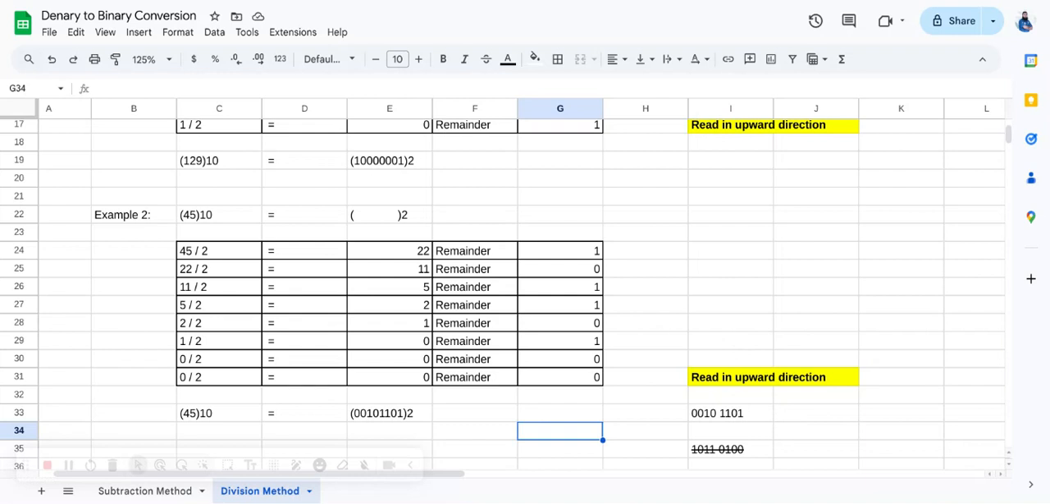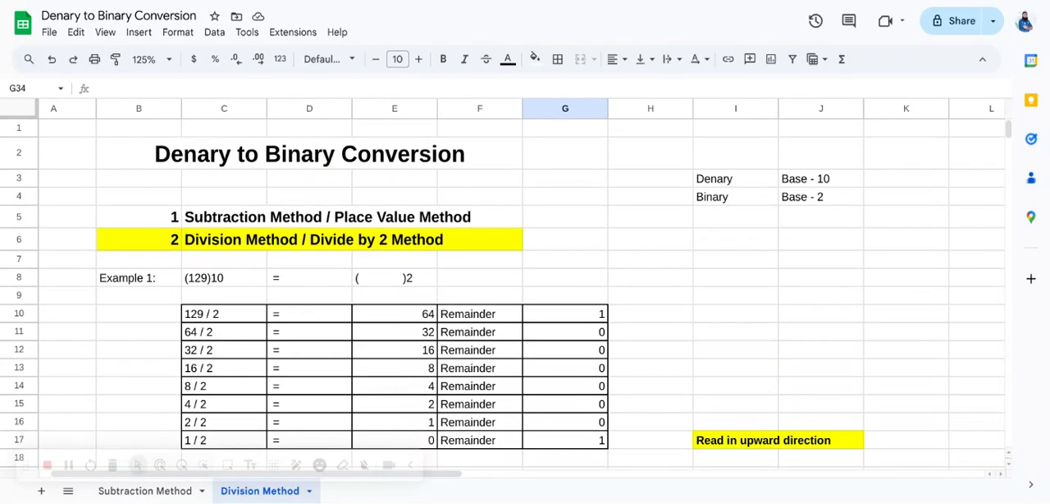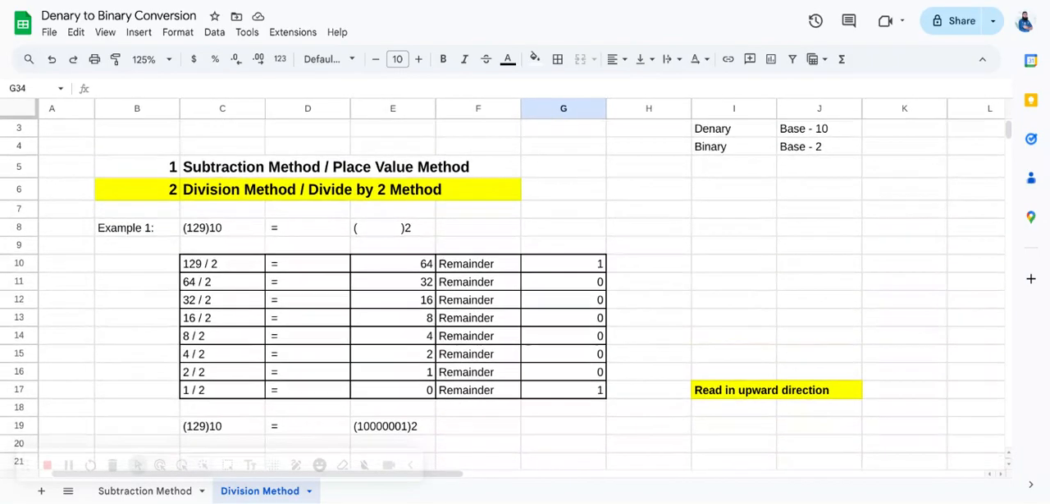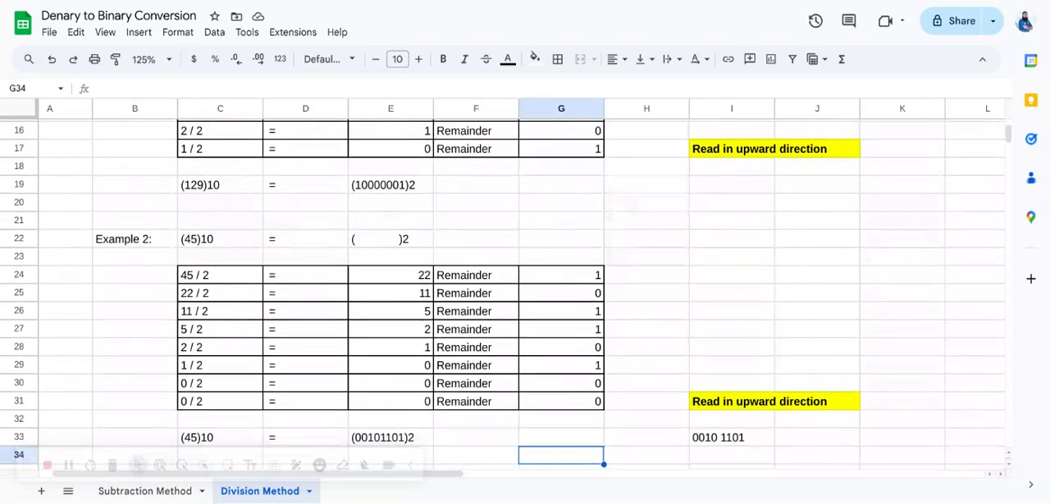So I hope you have understood conversion from Denary to binary using division method or divide by 2 method.